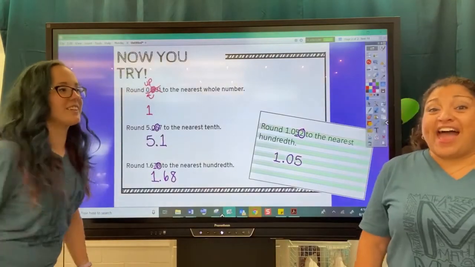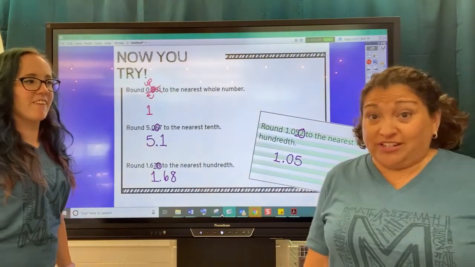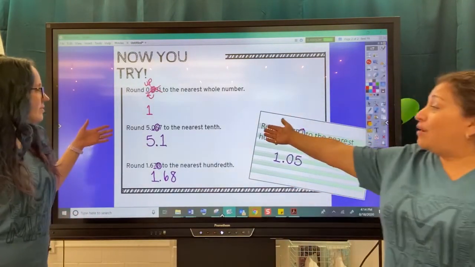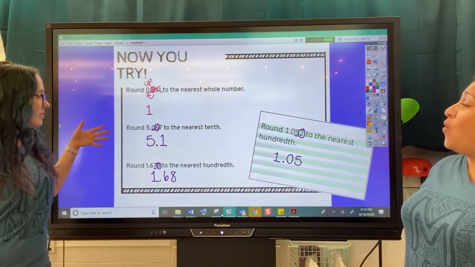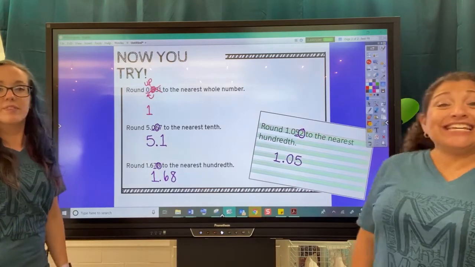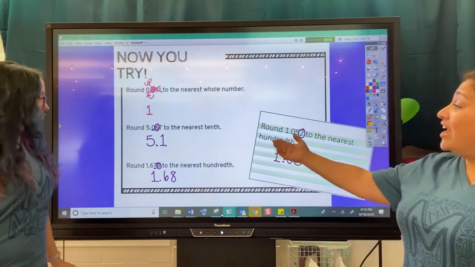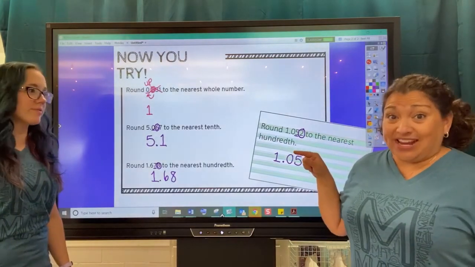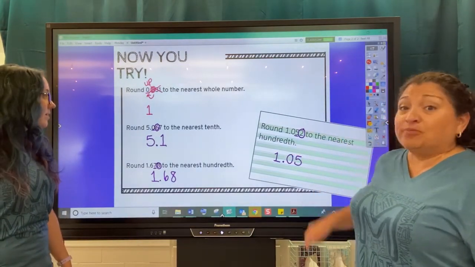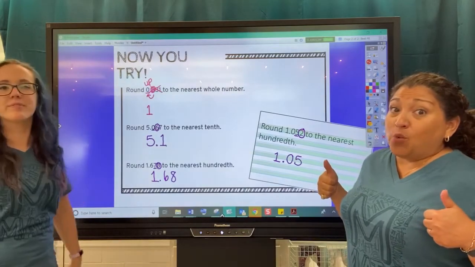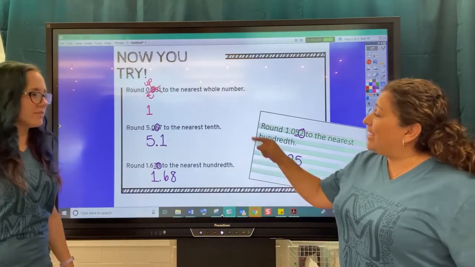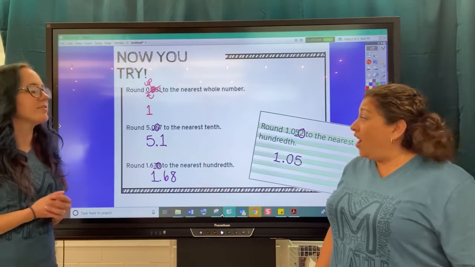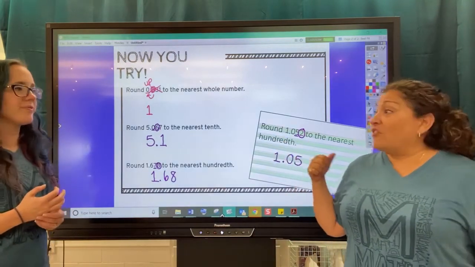Hey, we are back, and we want to see what you were able to do. So we're going to look at that first example. It said round 5.067 to the nearest 10th. We underlined the 0, which was in the 10th spot, and circled the digit to the right. That digit was a 6, which means pop up the underlined 0 by 1, so it ended up being 5.1. The 6 and the 7, they went on vacation.